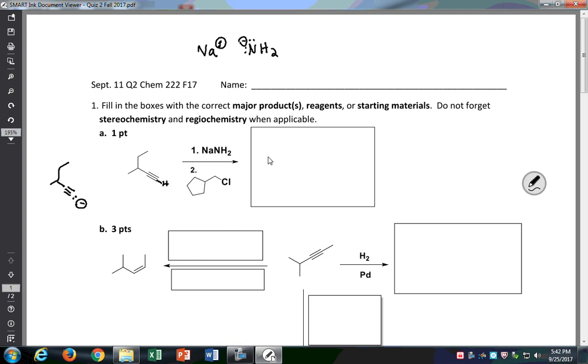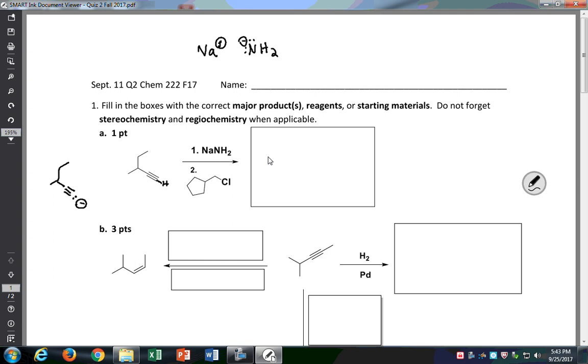It can act as a strong base if there are any acidic protons present. So we can't do this reaction with alcohols present. That's true. How else is it going to act? As a nucleophile. So that's true. If we have an electrophile, like an alkyl halide, once we form this, it can react with it.